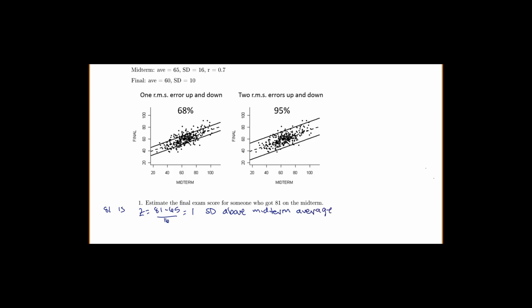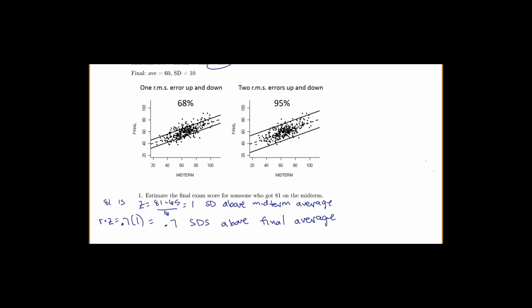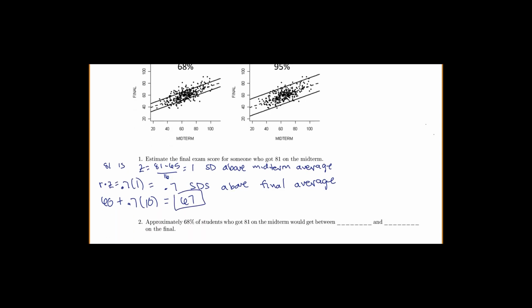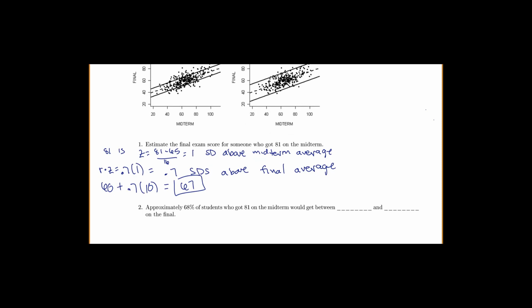Now we need to times that by r. So r times z. r is our 0.7. So 0.7 times z, which is 1. So we need to be 0.7 standard deviations above the final average. So what will that give us? Our final average is 60, and we want to be 0.7 standard deviations above it. So 0.7 times 10, so this should give me 67. So if they get an 81 on the midterm, we predict that they're going to get a 67 on the final.